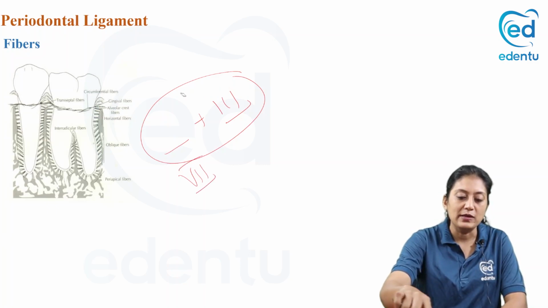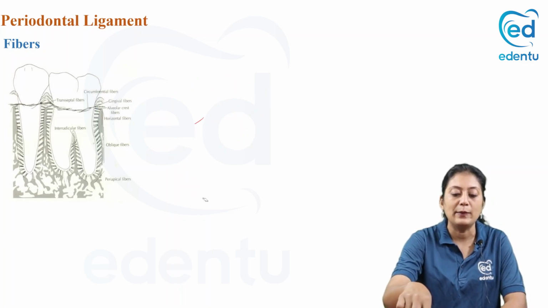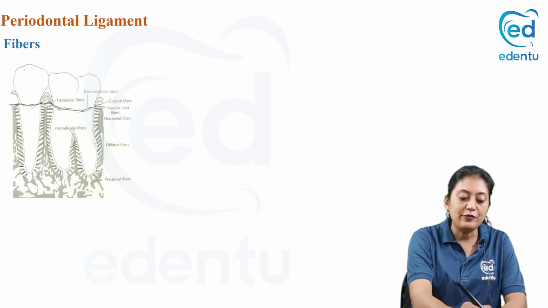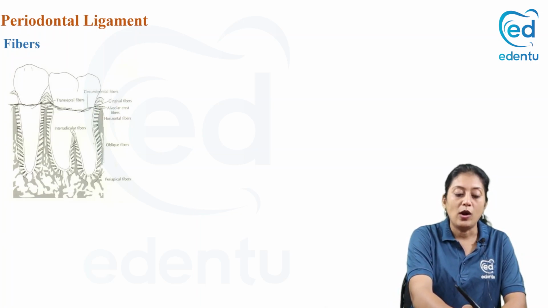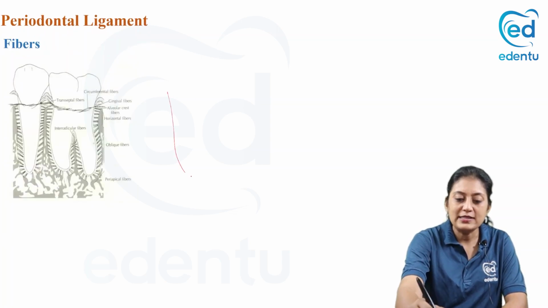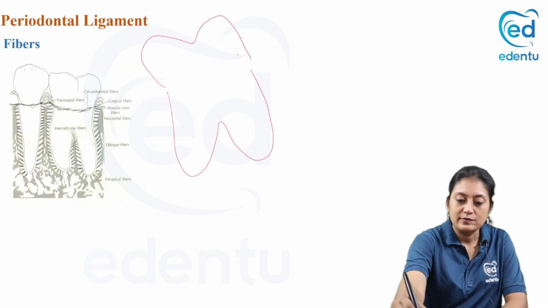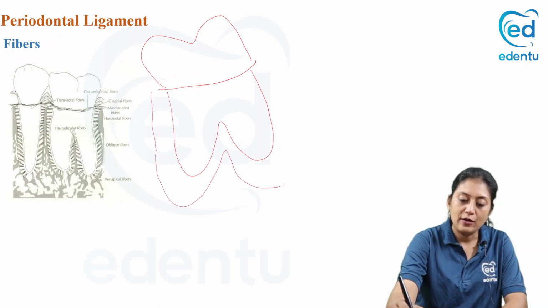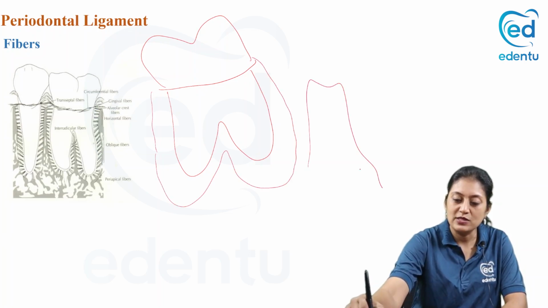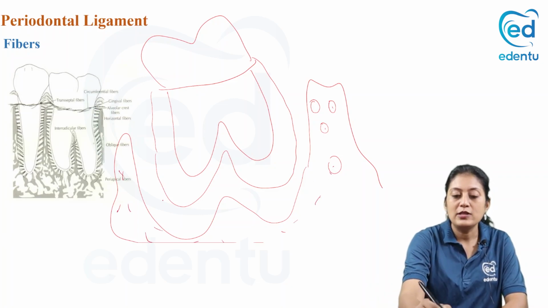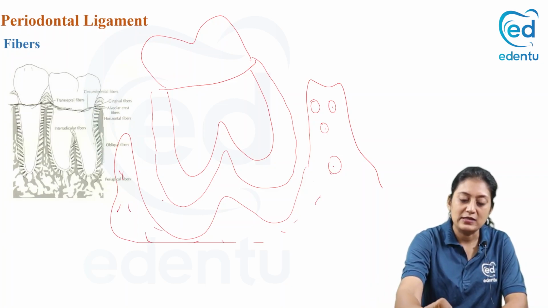Now all these fibers which are seen in the periodontal ligament are arranged in a specific direction, and they are given different names for that. So what are these different fibers? What kind of names are they given? So let us take a tooth like this. This is a molar tooth. So you have periodontal ligament like this. Let us assume this is alveolar bone. Okay, this is alveolar bone. This is bone here. So this is periodontal ligament. What you see in between is the periodontal ligament.